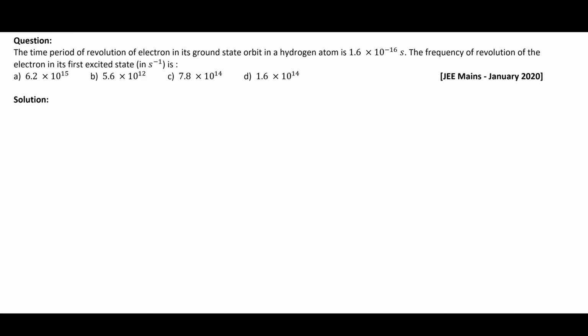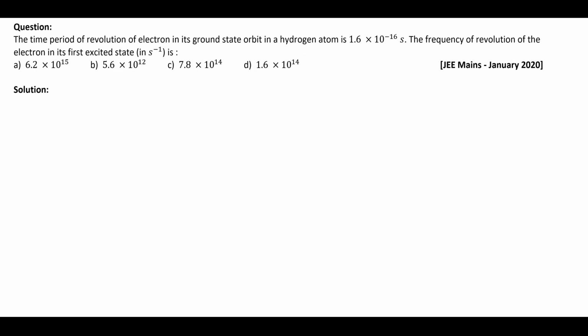Today we are going to discuss a question from the JEE Mains exam which was held in January of 2020. This question is from the chapter Atoms, and to solve it we need to know the formula for the radius and velocity of the electron in the nth orbit of hydrogen.